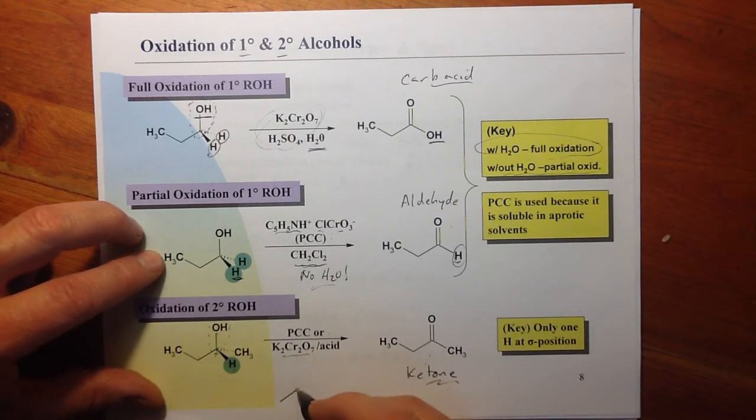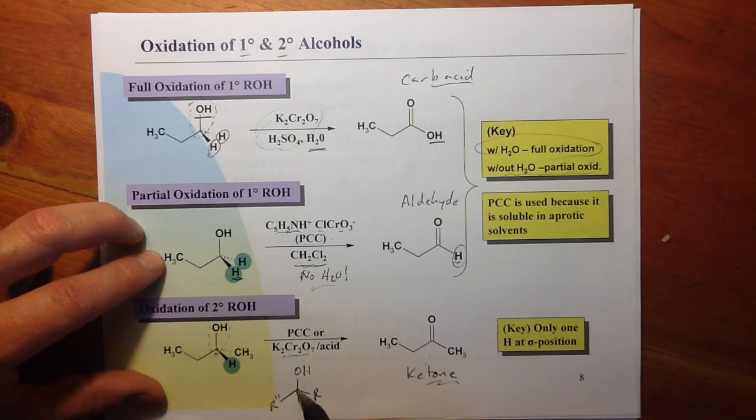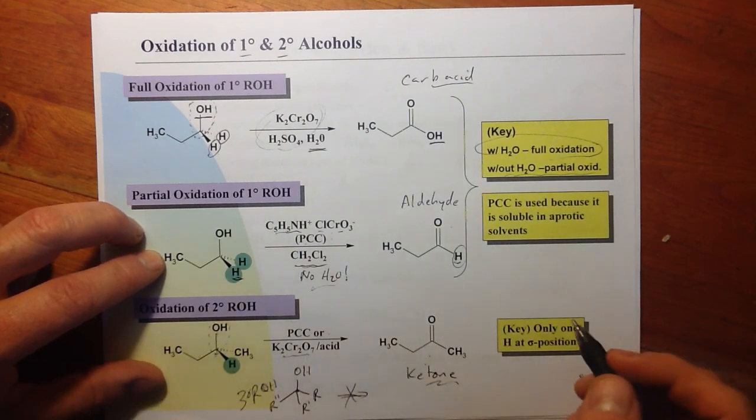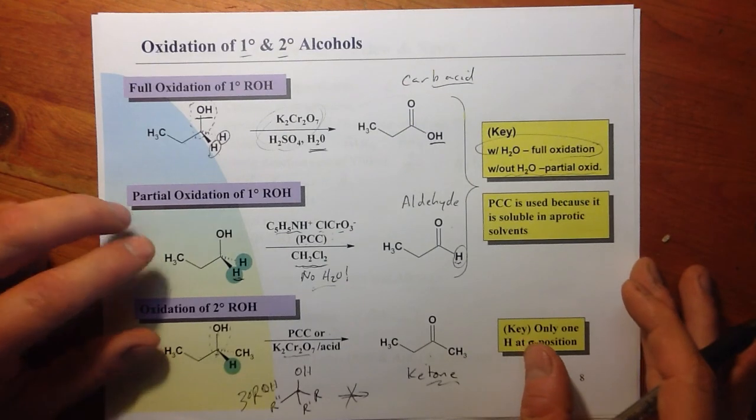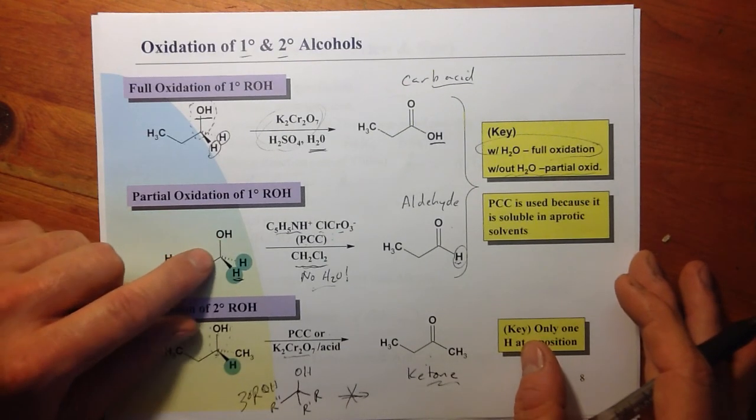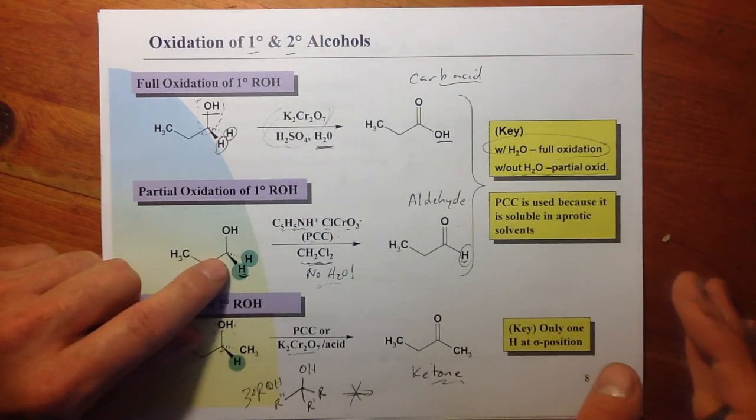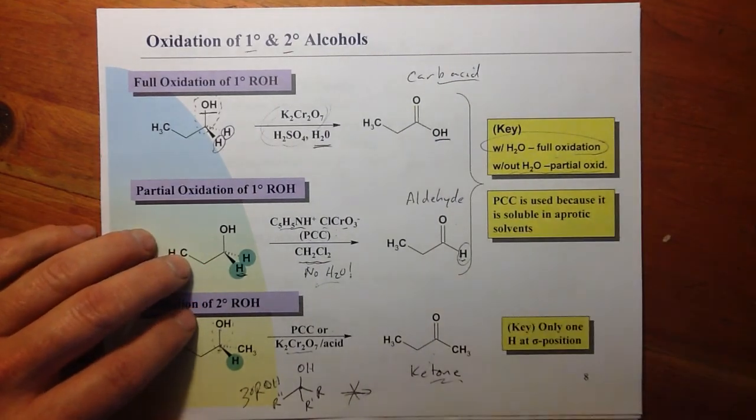But if you looked at a tertiary alcohol, where we have three R groups, there is no proton here. So that's why tertiary alcohols cannot undergo this same reaction. They don't have both the OH and that C-H bond off the alpha carbon. Alright, well that's it. Let's keep on rolling along.